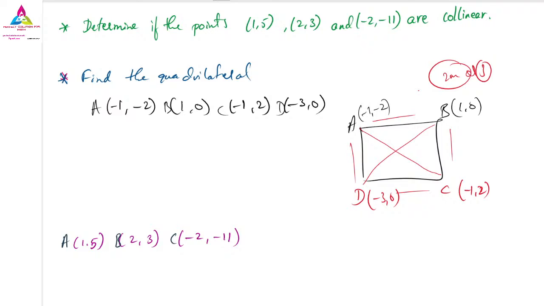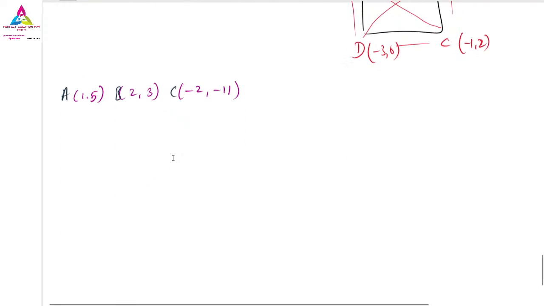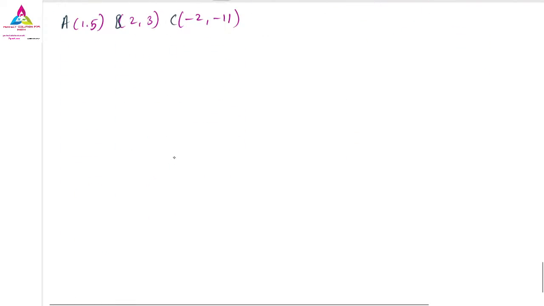Several students have already done this, so we will take the points as A, B and C. Collinear means we have to check whether all 3 points are on the same straight line or not. For that purpose, we will find the distance between A and B. If AB plus BC equals the third side AC, then it is collinear. Otherwise, it is not collinear and it will become a triangle.